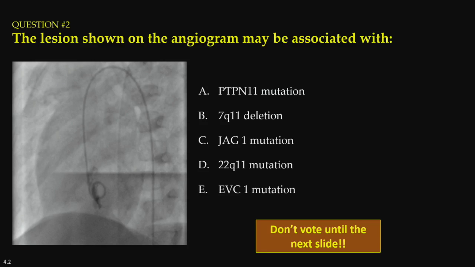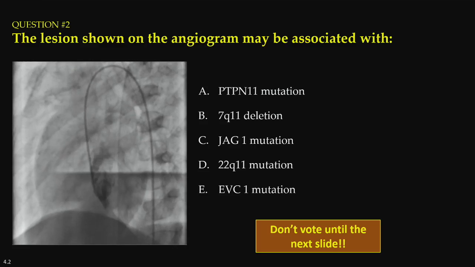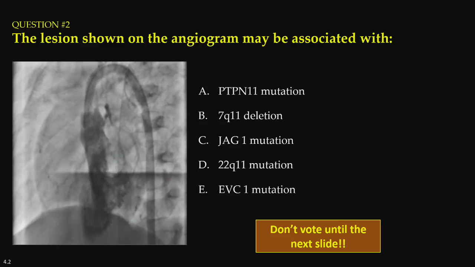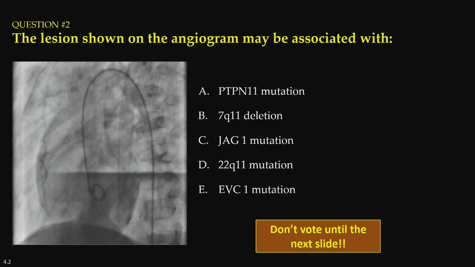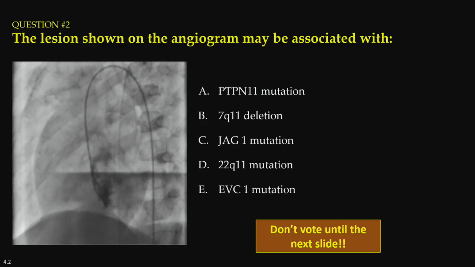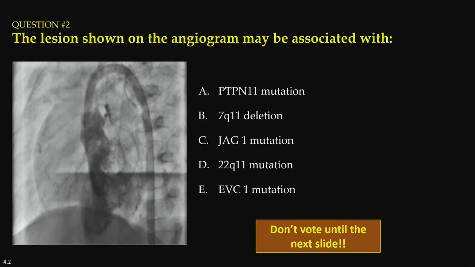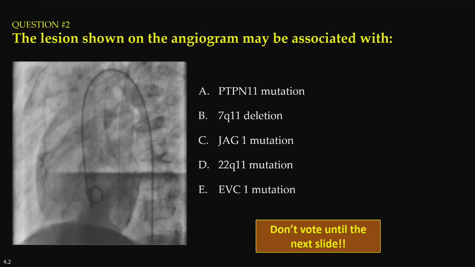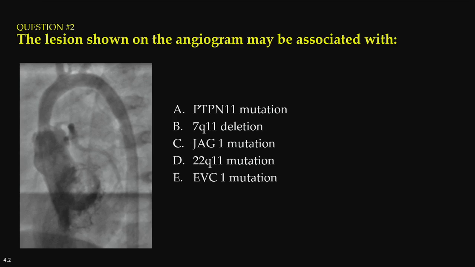All right, don't vote until the next slide because I'm just going to show you the movie here. So go ahead and run the movie. The lesion showed on the angiogram may be associated with... Okay, so here's the lesion. This is a more typical question. It won't ask you what it is, but it'll show it to you and then ask for. So let's go to the next slide. Okay, so here's a still frame of it. Use your clickers now and vote on.